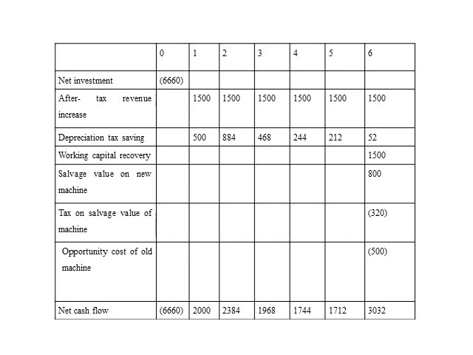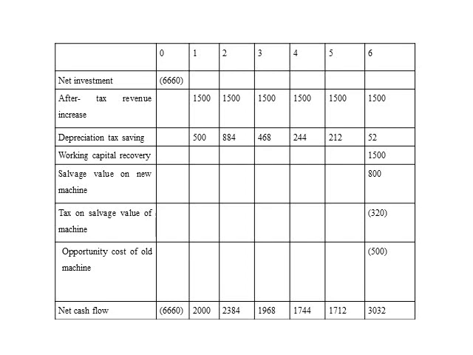6. So the net investment at year 0, which we calculated at the beginning, is 6,660, and then the after-tax revenue increase, which is the 2,500 times 1 minus the tax, gives us 1,500 from year 1 to year 6. Then the depreciation tax saving, which we calculated in the previous slide for each year starting from year 1, is 500, 884, and so on, and this results from multiplying 40% times the change in depreciation between the old and the new machine.